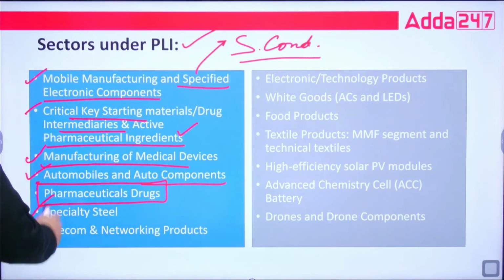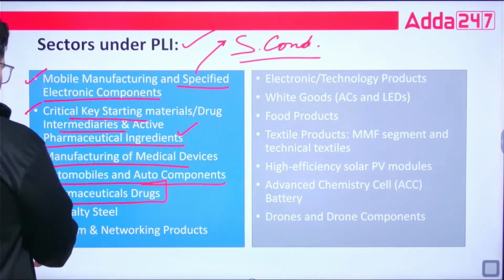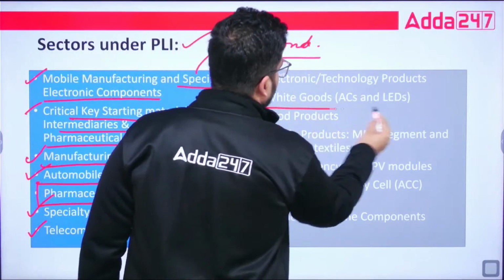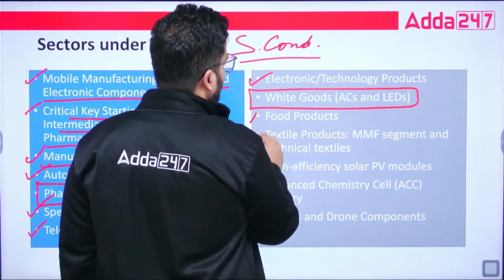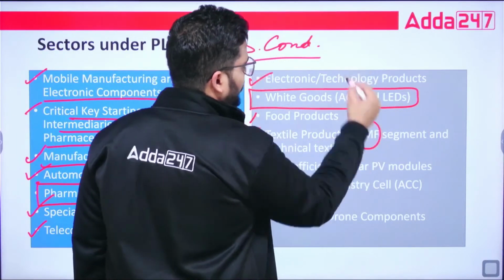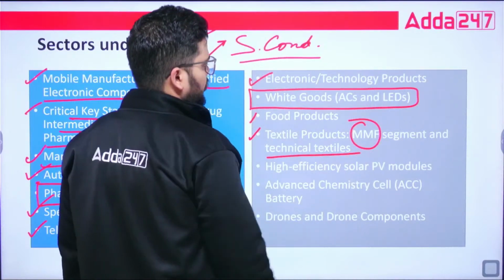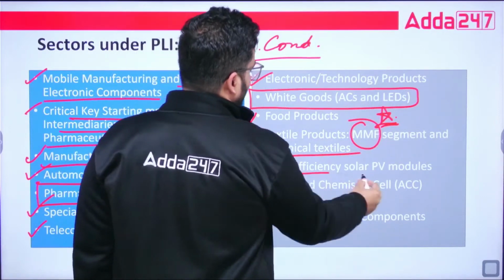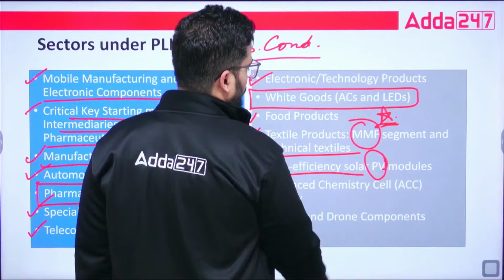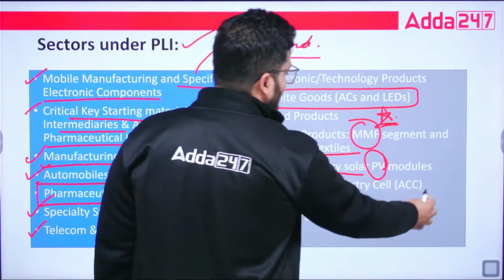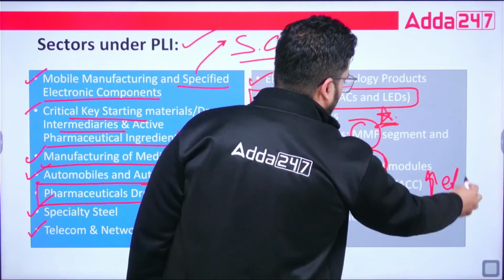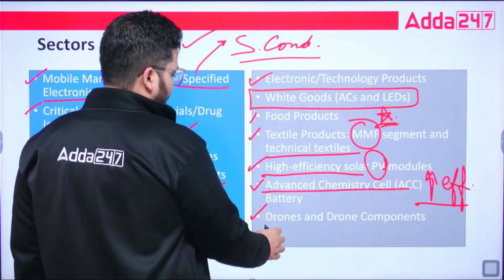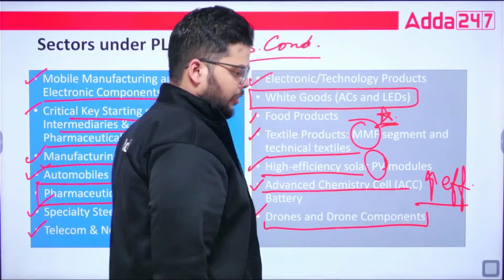Then specialty steel for various purposes, special steel is there. Then we have telecom and networking products, electronic and technology products, white goods, very important, ACs and LEDs, food products, textile products, man-made fiber segment and technical textile also. So man-made fiber also finds a mention under PLI scheme. We have high efficiency solar photovoltaic modules. Then one special battery, highly efficient battery, mark this, very important. This battery is highly efficient, known as advanced chemistry cell battery. Latest entrant in this list is drones and drones component.